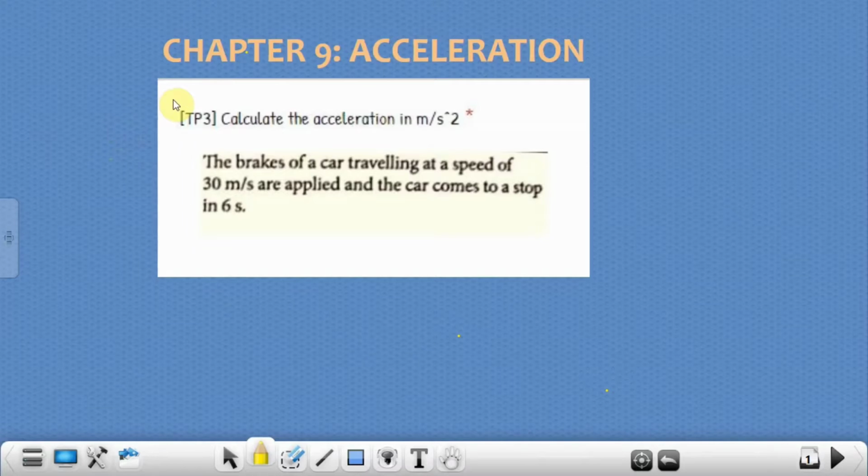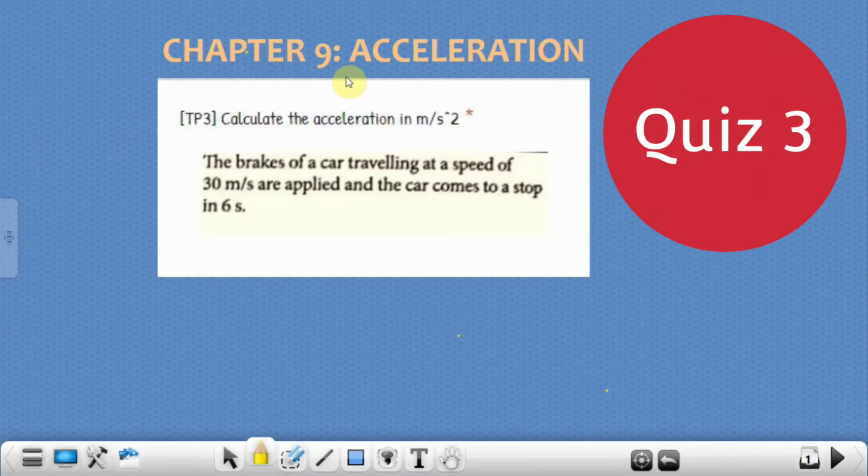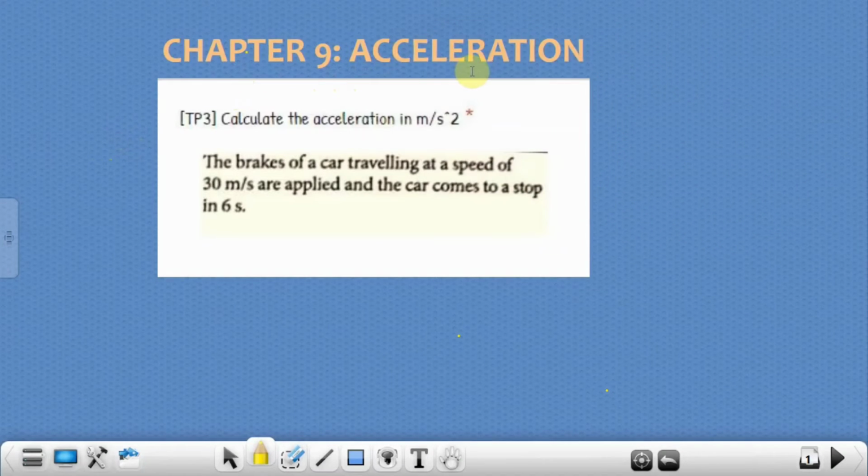Okay, so today we are going to discuss chapter 9, our quiz 3. Our quiz 3, chapter 9 on acceleration, ataupun pecutan.